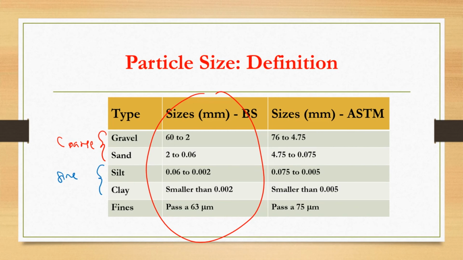If you are talking about gravel, for BS the size ranges from 60 to 2 mm. We use the SI unit mm, and for ASTM it's a little bit larger than that. For sand, it is less than 2 to 0.06 mm. So this is the limit of the grain size that we can normally see with our naked eyes. Lesser than that, most likely we need to use a microscope. So silt and clay also have their own range of sizes based on BS and also based on ASTM.